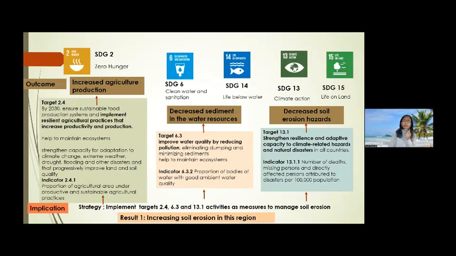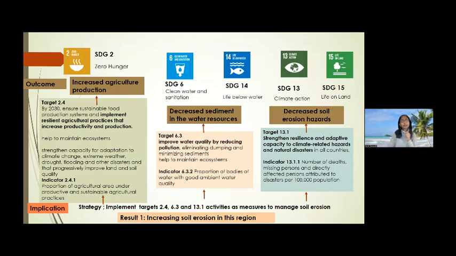The monitoring results show that increasing soil erosion is observed in this region. As we all know, because of increasing soil erosion, agricultural production decreases, sediments in water resources increase, and soil erosion hazards increase.